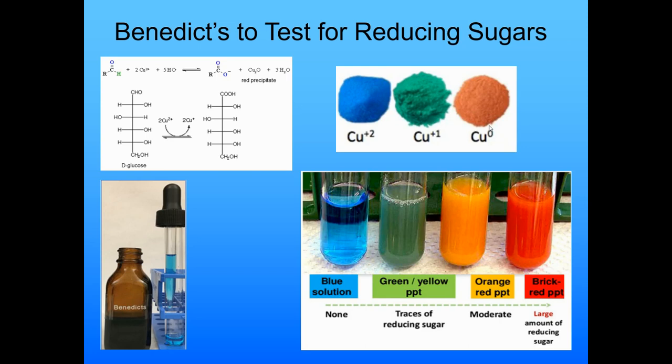So a little bit of reducing sugar will turn it green. Orange means it's a little more, and when it's brick red, that means there's a large amount of reducing sugar there. So you would expect a color change with glucose, but you would not expect a color change with sucrose. And would you expect a color change with high fructose corn syrup? You can answer that question yourself.